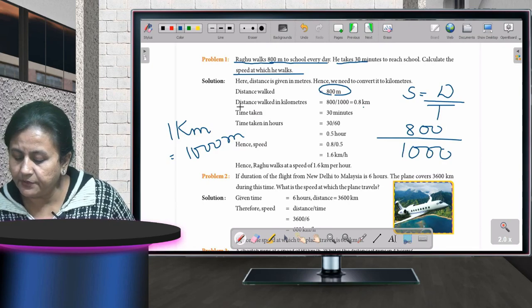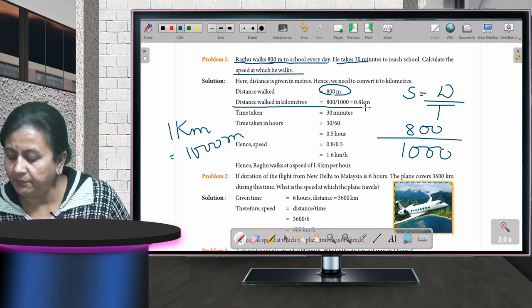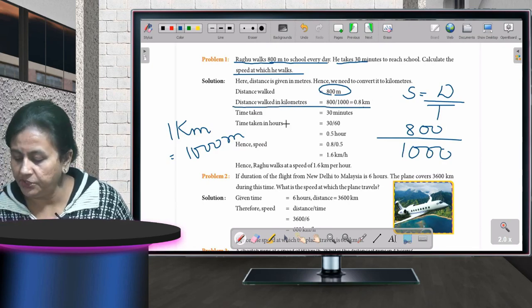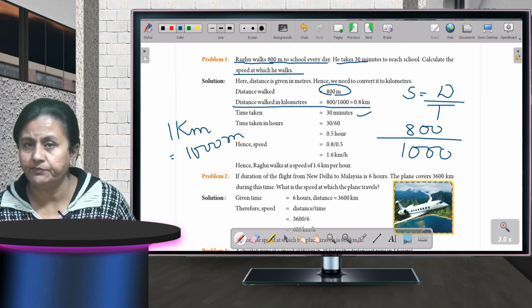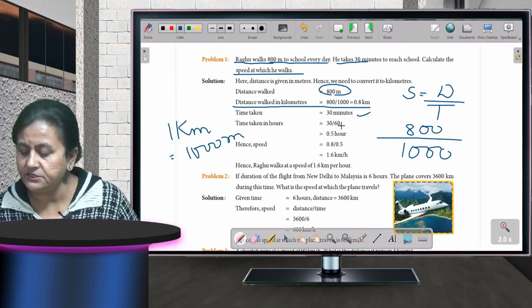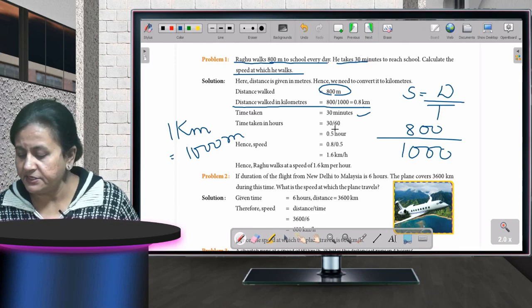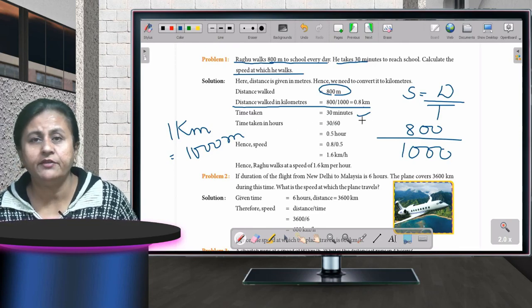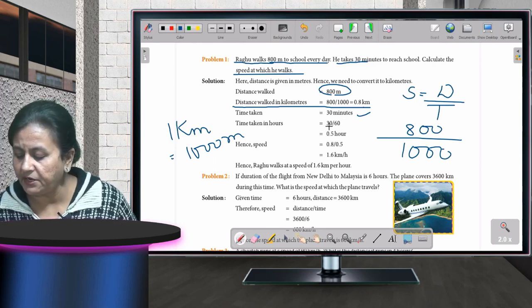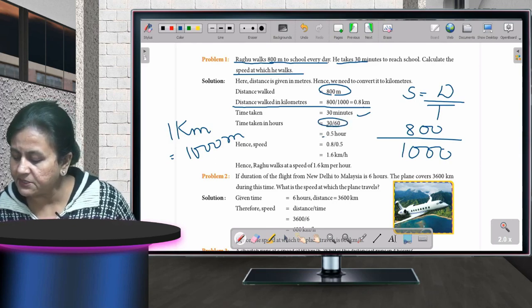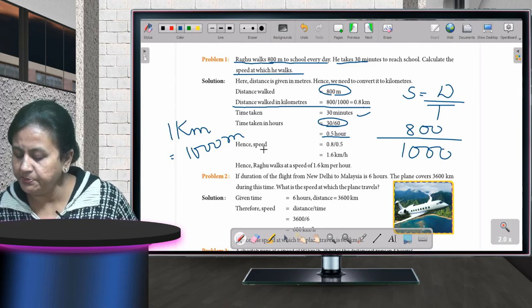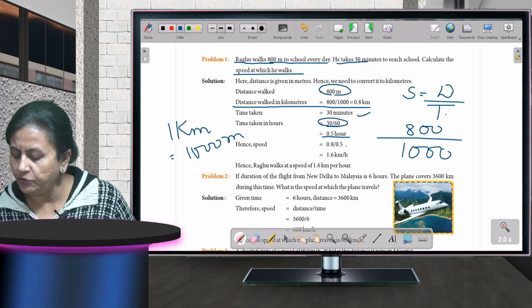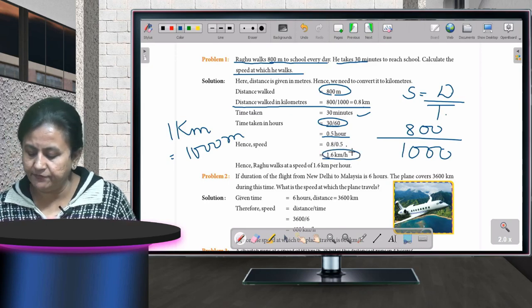The distance traveled in kilometers comes up to 0.8 kilometer. Now the time taken is 30 minutes. But time should be measured in hours, so it should be divided by 60, because 1 hour is equal to 60 minutes. That is why I have divided here. So this comes up to be 0.5. Hence, speed is equal to distance upon time. So 0.8 divided by 0.5 comes up to be 1.6 kilometers per hour. Fine.